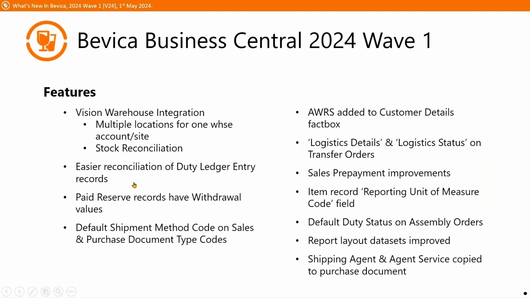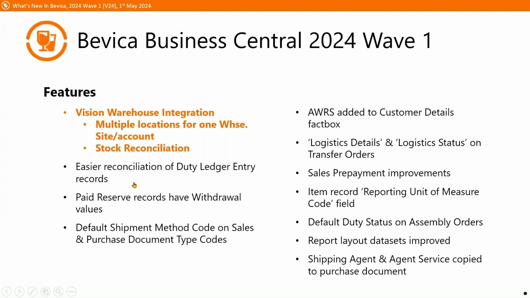So from a Bevica point of view, these are some of the things that we've been doing over the past 3 or 4 months that will all be rolled up into the version 24 if you haven't already got them. So a number of small things like adding the AWS number to customer details fact box. Some people might find that useful. A reporting tool for the unit of measure. So a few tweaks here and there, but the ones that I wanted to highlight are, I think, will potentially be useful for everyone.